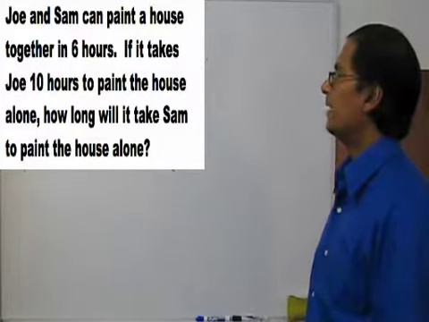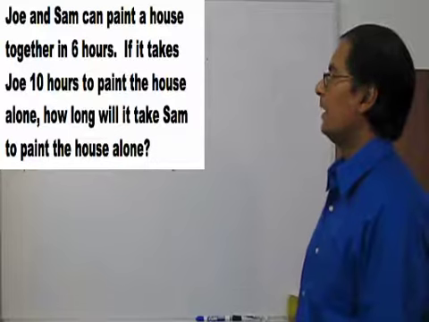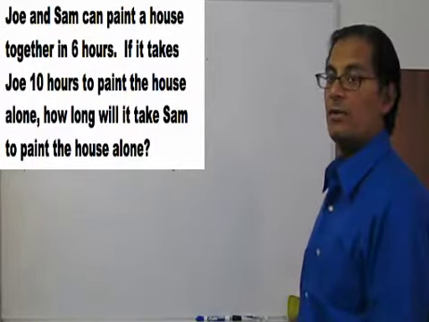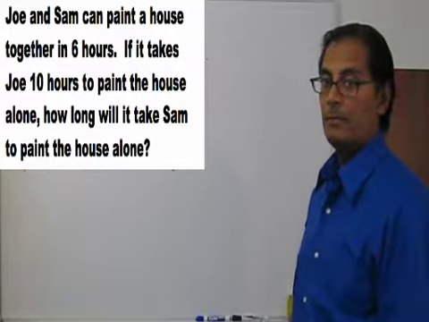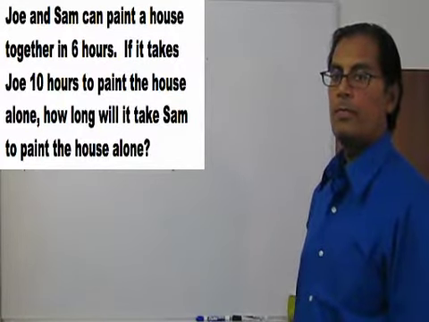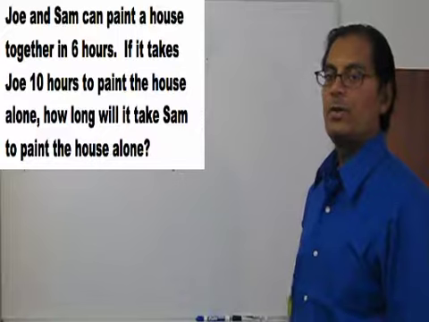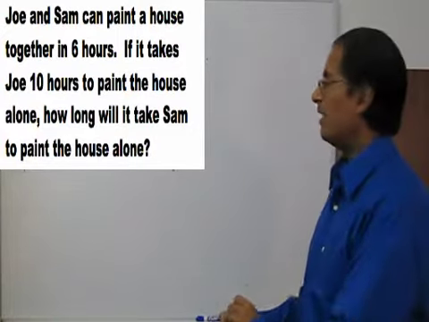Joe and Sam can paint the house together in 6 hours. If it takes Joe 10 hours to paint the house by himself, how long would it take Sam to paint the house by himself? This is a rate work problem. The key to this problem is setting it up in a table.